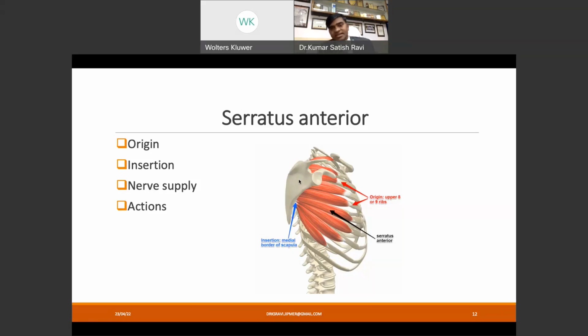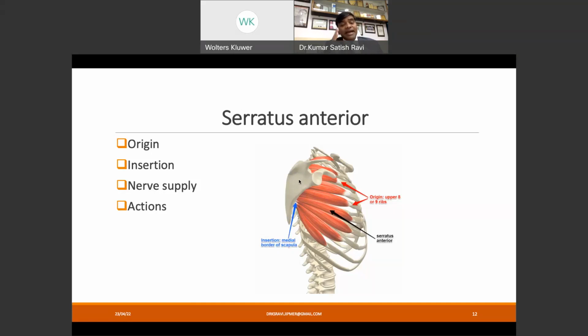When we talk about the first digitation of the serratus anterior, it inserts between the superior angle and the root of the spine of the scapula, whereas the second and third digitations insert on the medial border, extending from the root of the spine to the inferior angle, whereas the rest, the 5 digitations, insert on the inferior angle of the scapula. So this is all about the insertion of the serratus anterior.